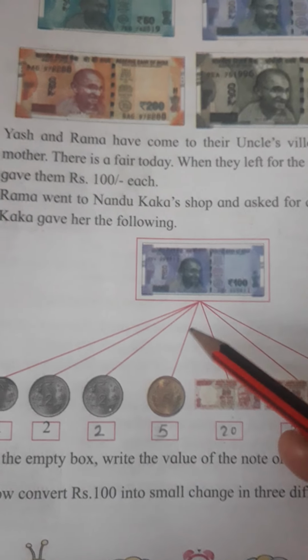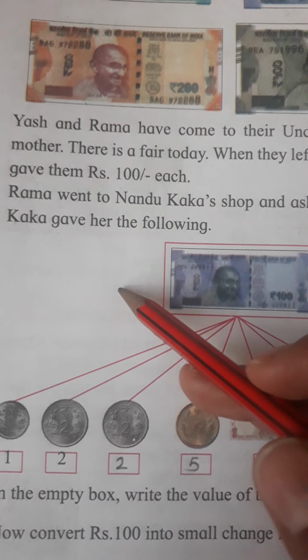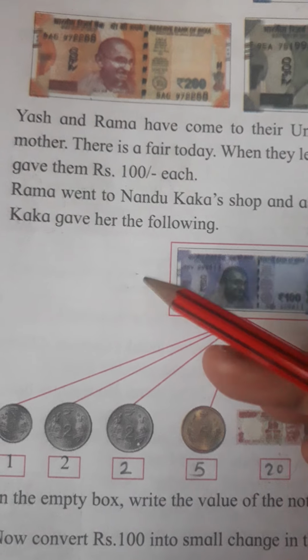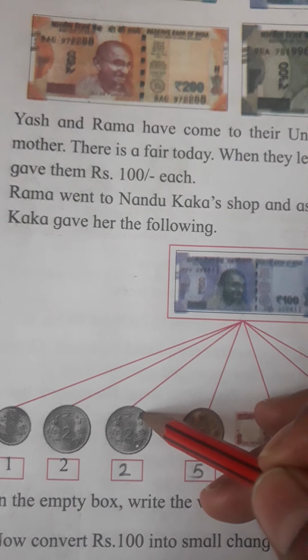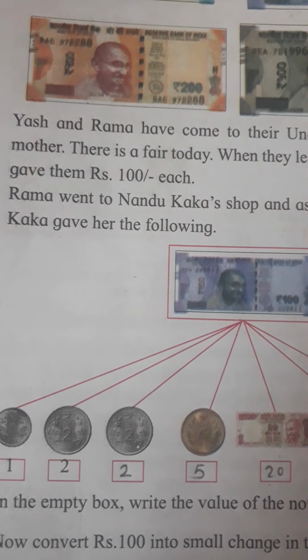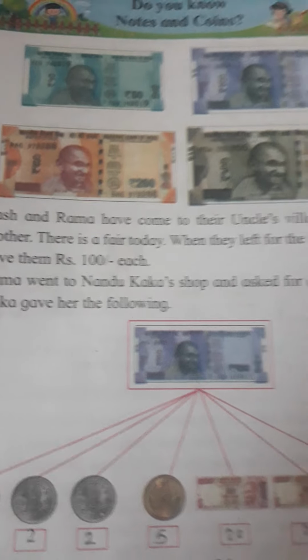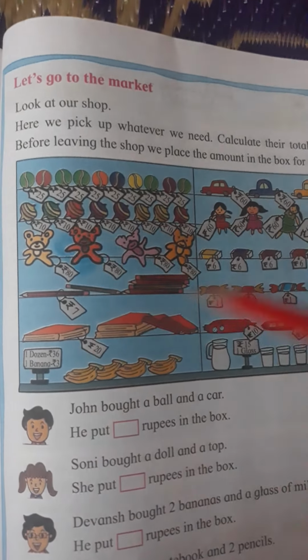So this is the small change of 100 rupees. If she wants to take a chocolate of 5 rupees, she will give 5 rupees for the chocolate. If she wants to take a candy of 2 rupees, she will give 2 rupees for that candy. So this is the change of rupees 100. Now chalo, let's go to the market. Now look, here is a shop.